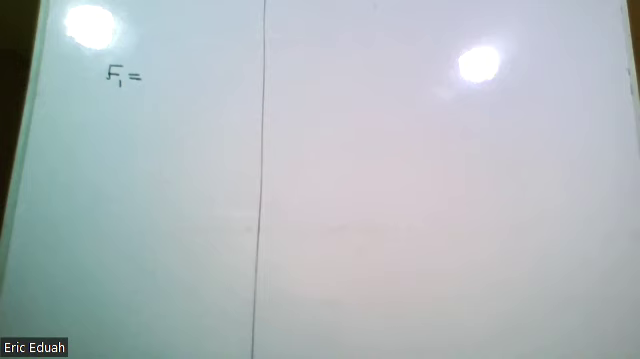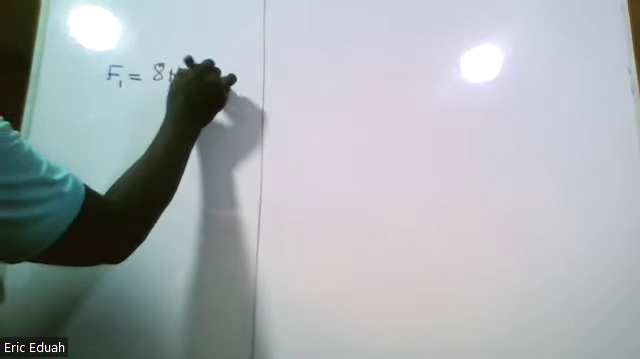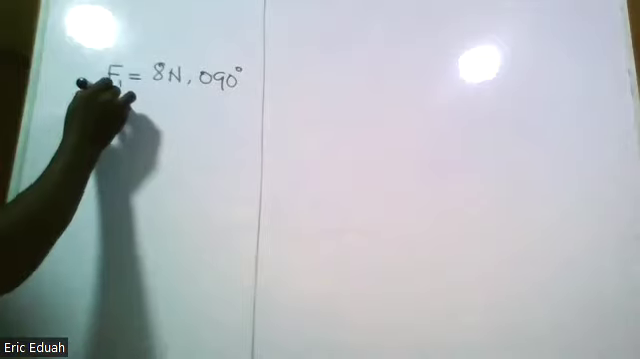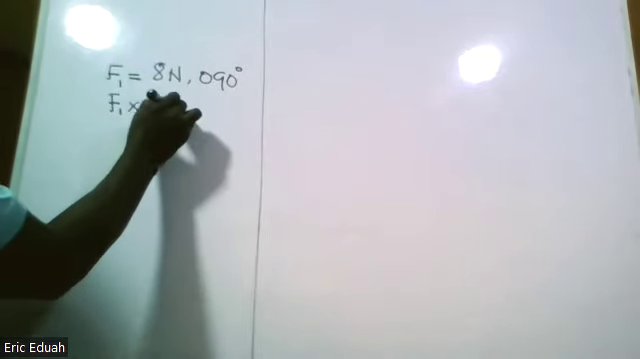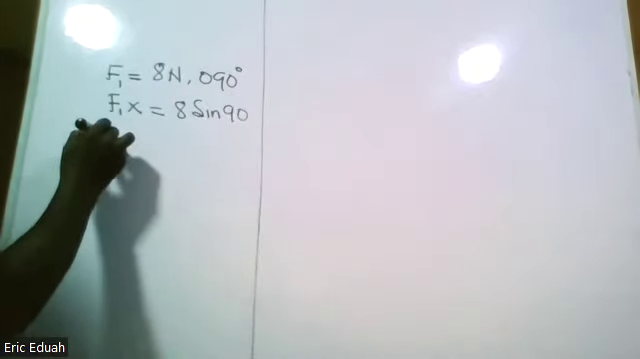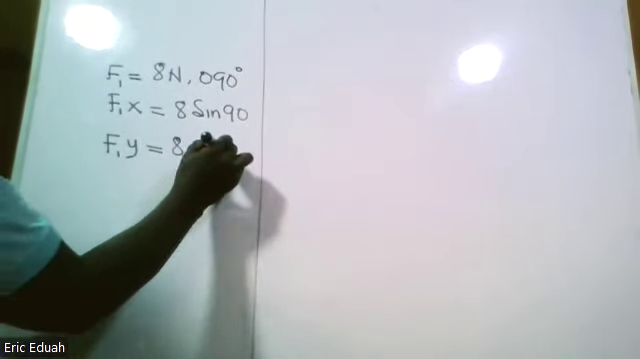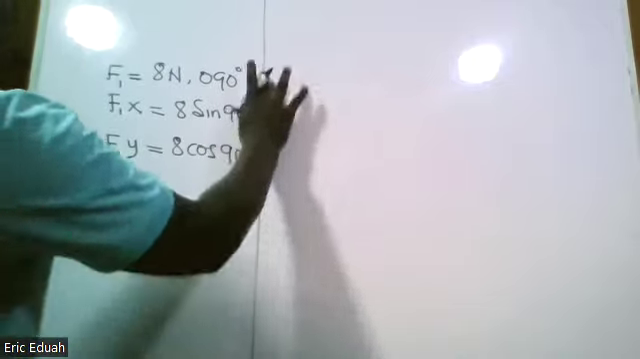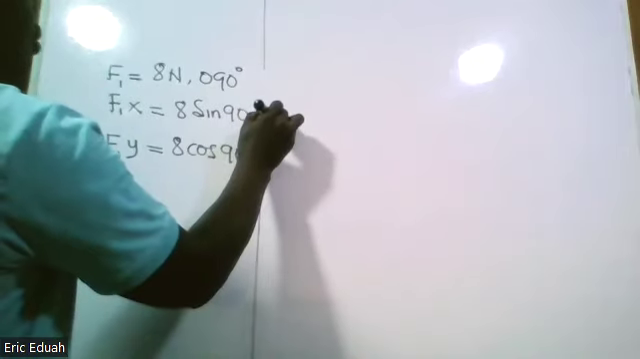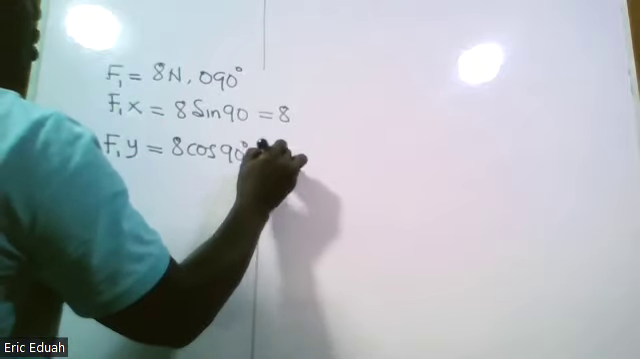Okay. So F1 is 8 Newton acting at 90. So we have the vertical, the X component, 090 degrees. So we have F1x as 8 sine 90, and then F1y would be 8 cos 90. Since sine 90 is 1, we have 8, and this is also equal to 0.